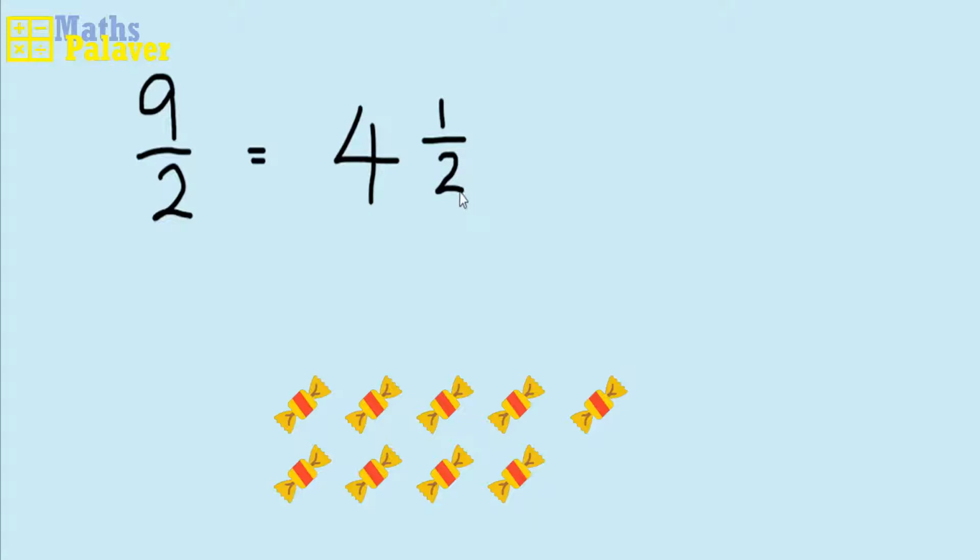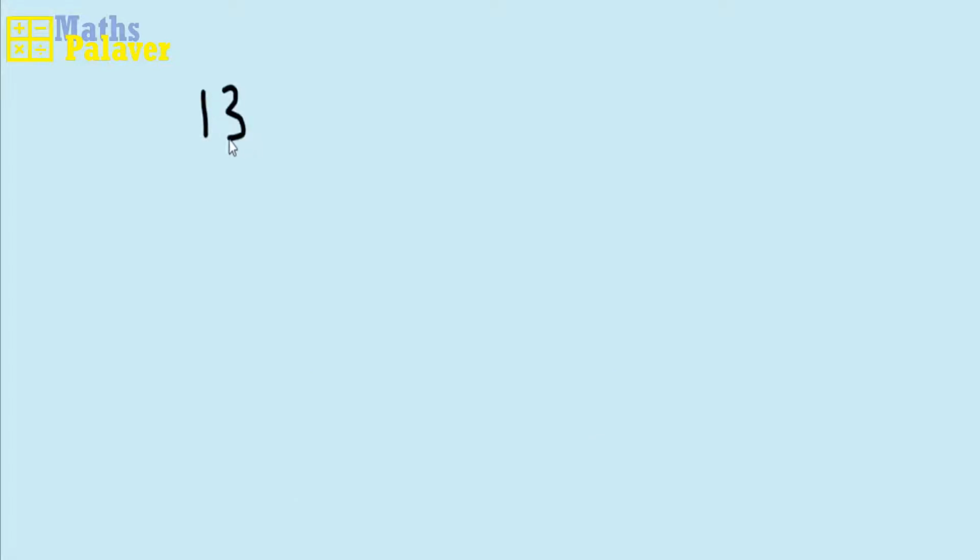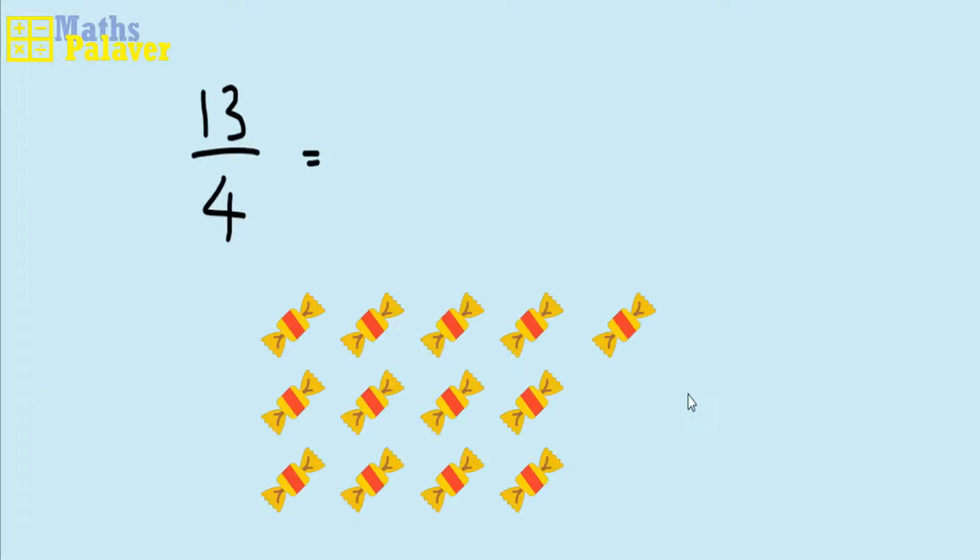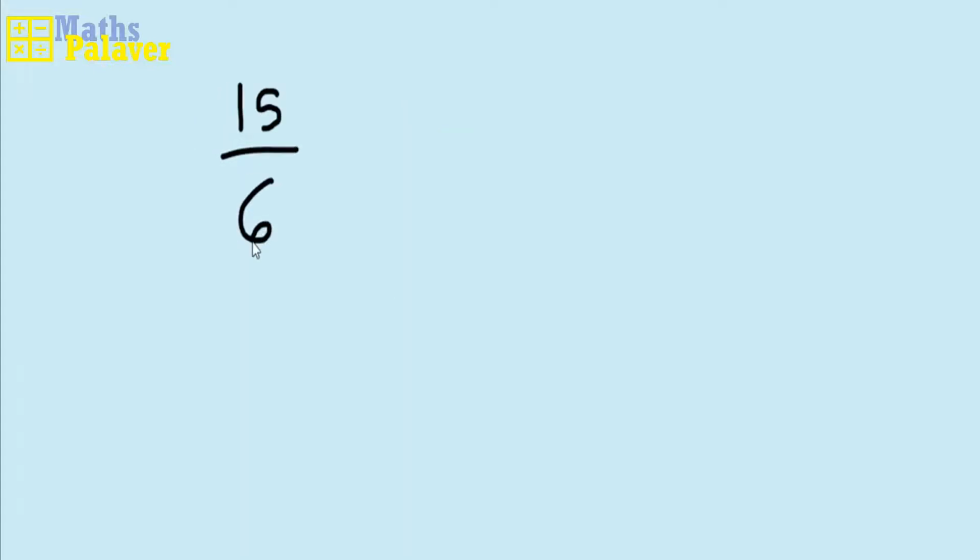9/2 is the same as 4½. Here's another example. How many 4's can I make out of 13? We've got 13 sweets, and we divide them amongst 4 children, then each of them will have 3 sweets, and I've got 1 left over, which I make a fraction of 4. 13/4 is the same as 3¼. Try this one.